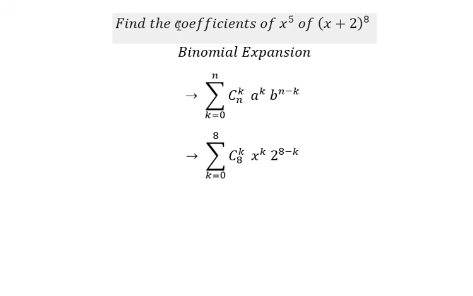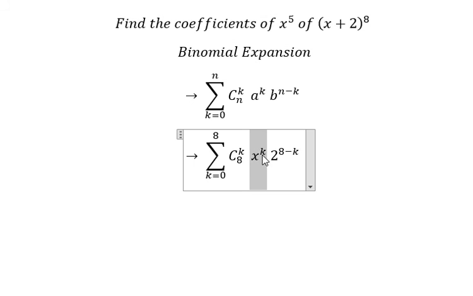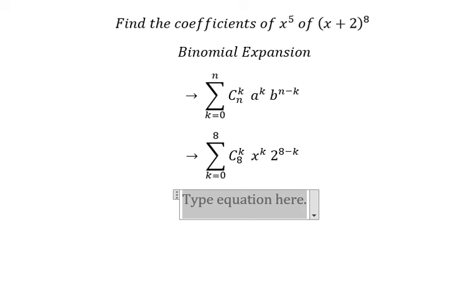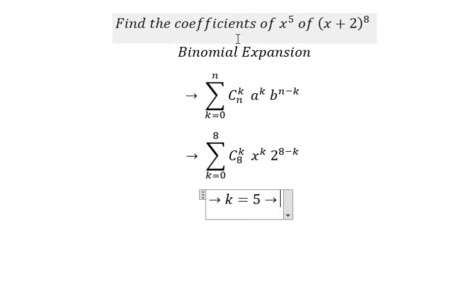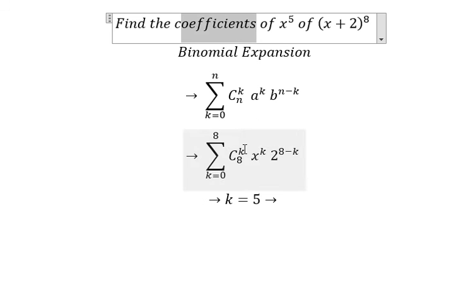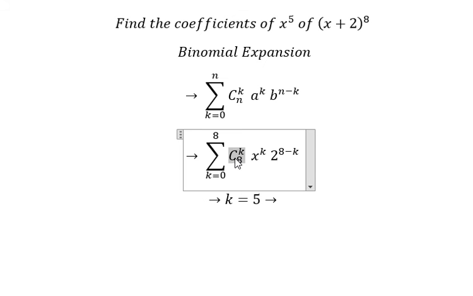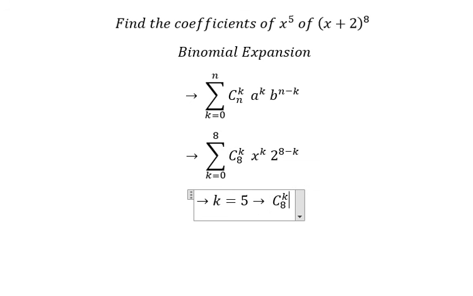On the question, they want to find the coefficient of s to the power of 5. We have s to the power of k. So that means we change the value of k into 5. Because we want to find coefficients, we just concentrate on the combination and the number 2 in here. So I will put 5 in here, 5 in here.